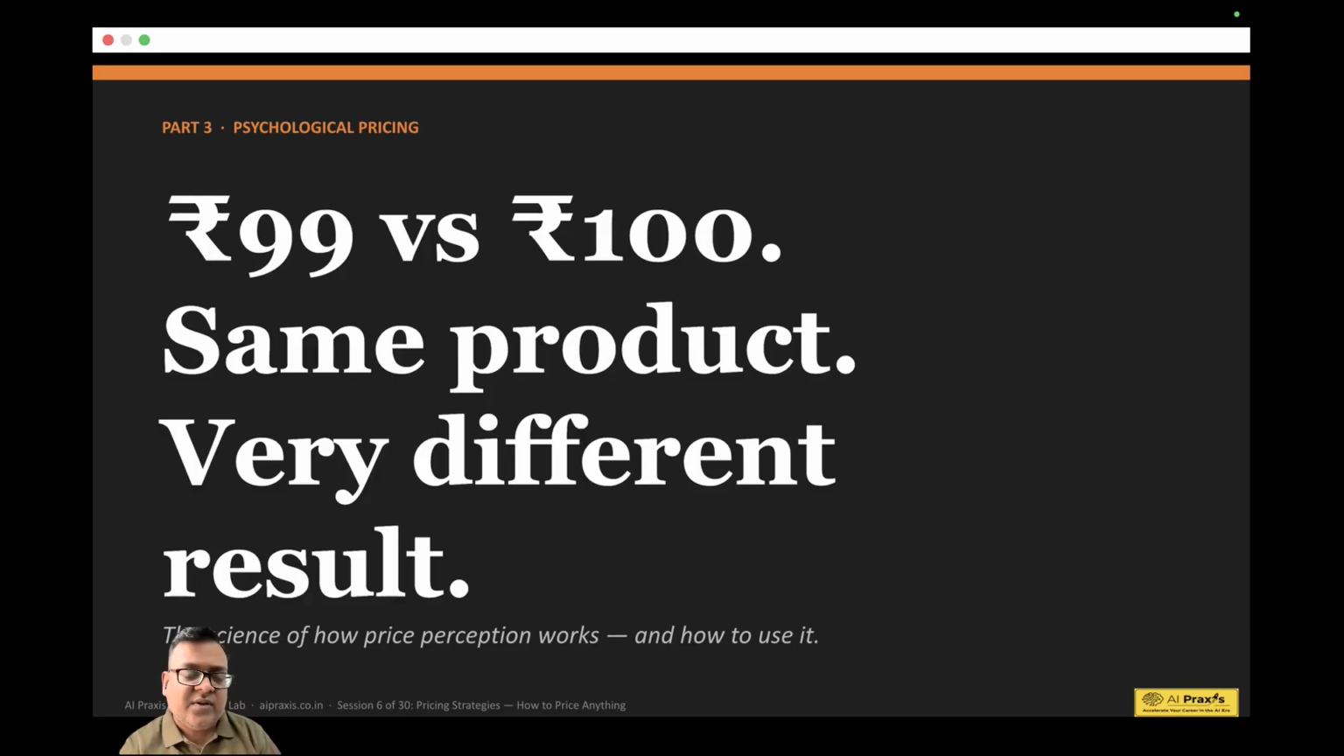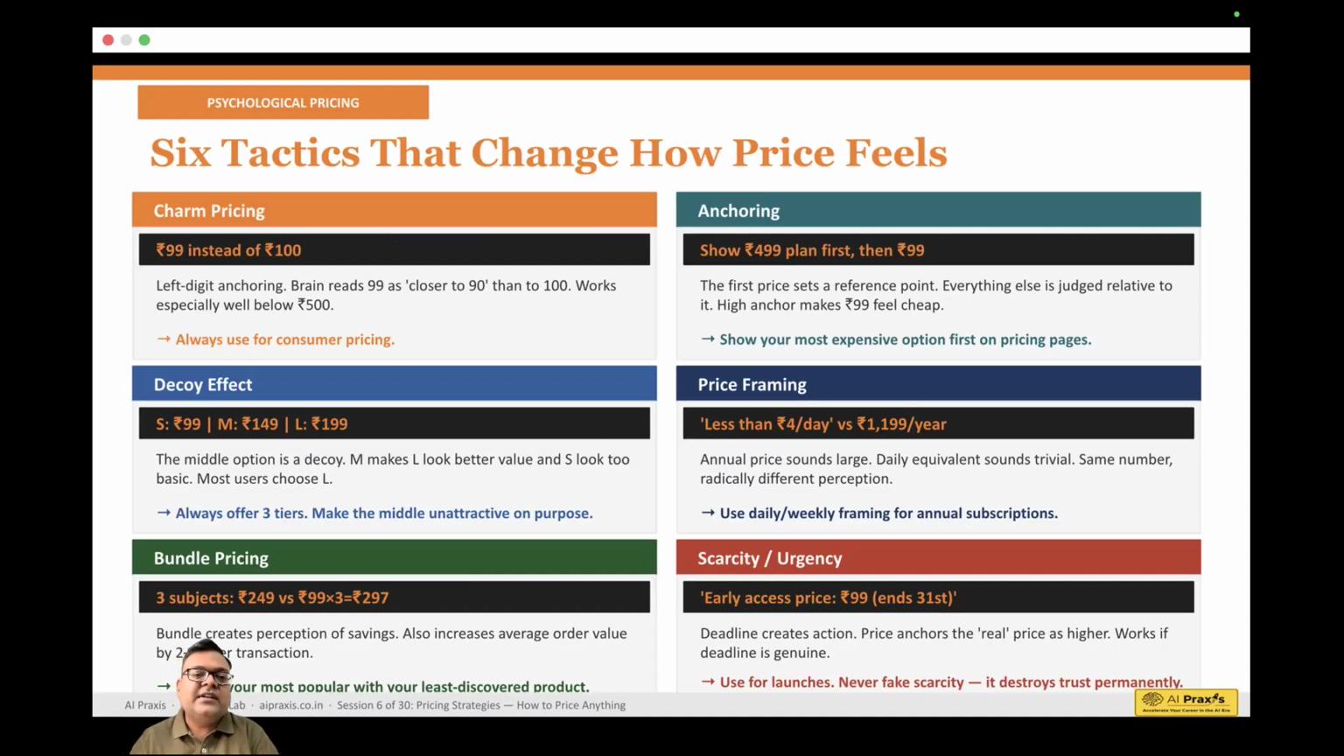Let's understand psychological pricing. It is very common, right? You may not have realized. If you go to any store, for one product you see 99, any price starting with 9. Just look at that: same product, very different result. The first one is 3 digits, and then you see two digits in the other. These are signs of how price perception works and how to use it.